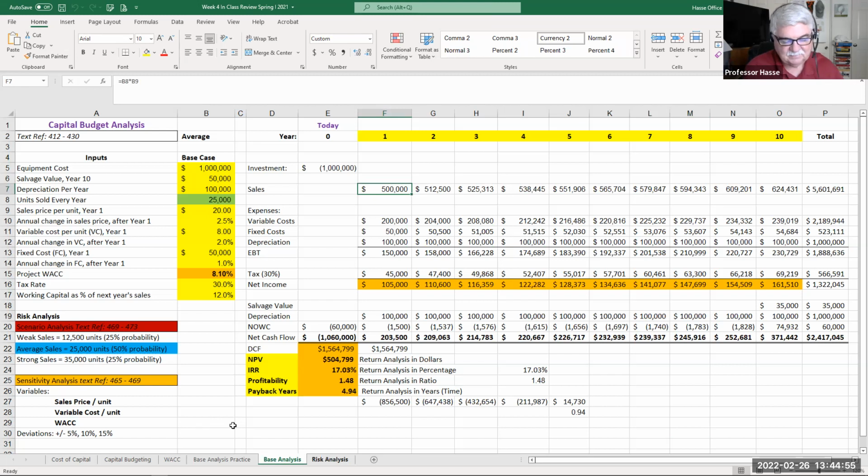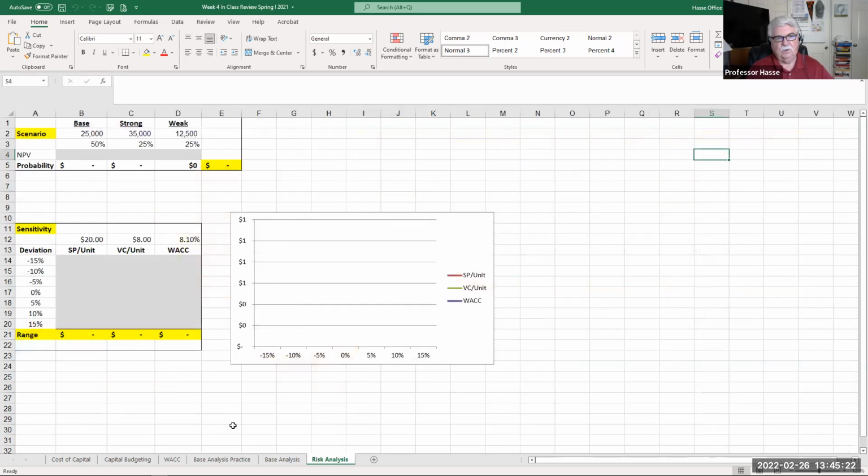A risk analysis is basically, are these numbers reliable? Remember, this is a projection, what we think is going to happen, what we think our selling price and our costs are going to be, what we think the inflation rate is going to be, what we think our returns are going to be from this type of investment. Is this a reliable analysis? Well, that's why we go to the next level, and it's called a risk analysis, where we do a scenario and a sensitivity analysis of the numbers.